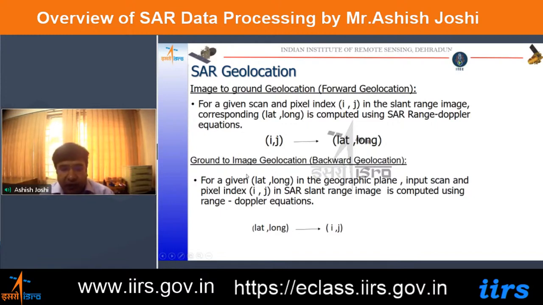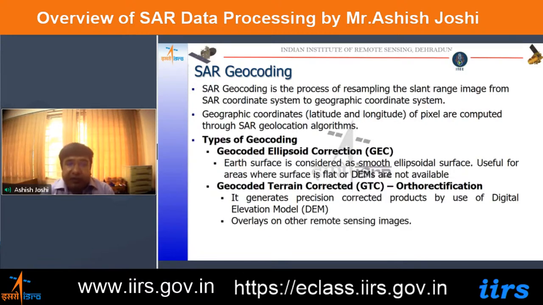So this is the basic formulation of the SAR geolocation steps. So the next step is the SAR geocoding. Means the image we are getting after the raw data processing is not in the map geometry. Means it is not oriented towards the true north or south. So we have to do the orientation of the SAR image to a particular map geometry. How to do it is done by the process which is called the SAR geocoding.